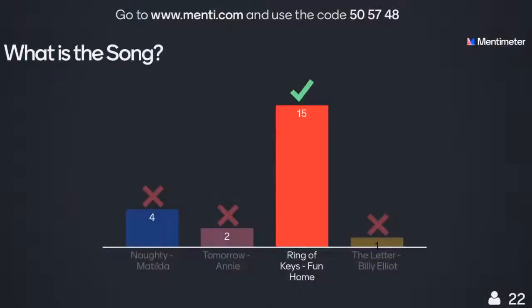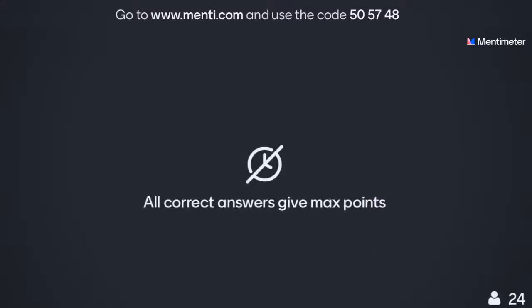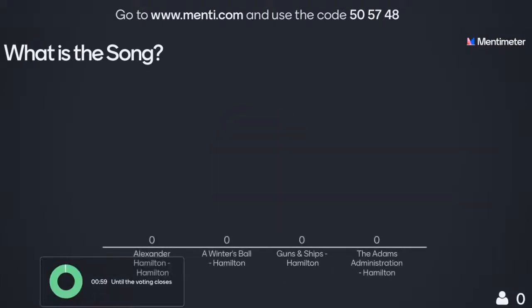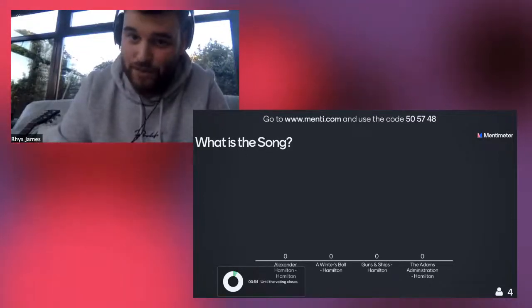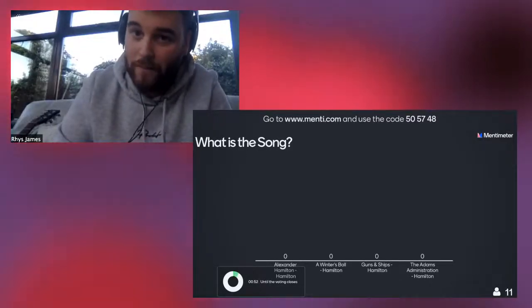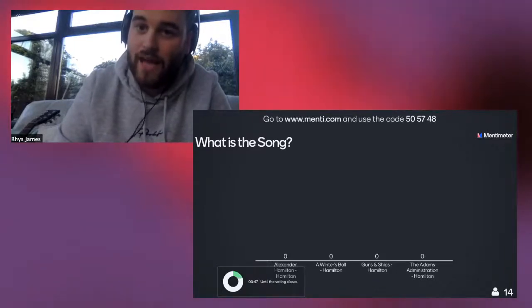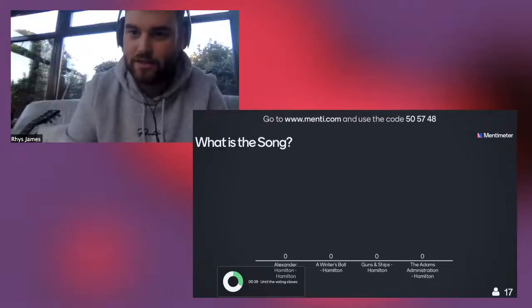Let's find out what your options are for this. Not the options on the screen. Your options are Alexander Hamilton from Hamilton, A Winter's Ball from Hamilton, Guns and Ships from Hamilton, and The Adams Administration from Hamilton. Now, I'm seeing a technique, Reese, that was used in last week's quiz where you put all of the options from Hamilton. That's correct.